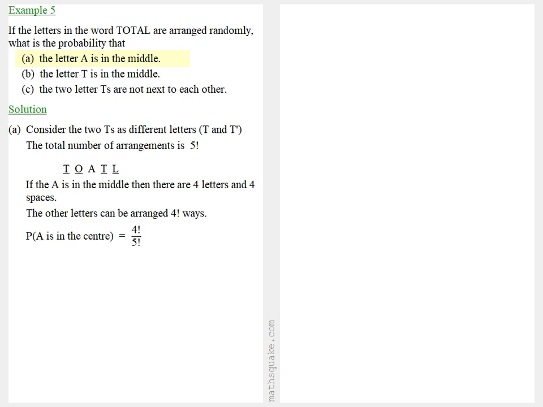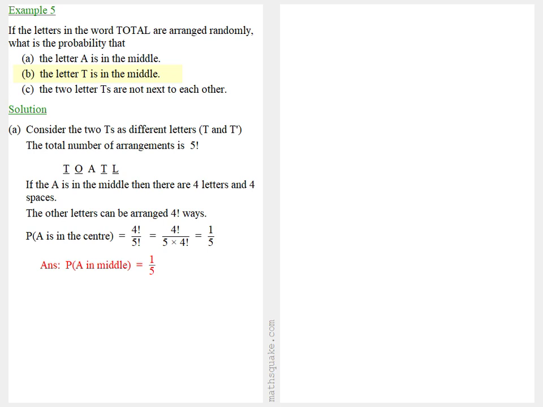So the probability that A is in the centre is 4 factorial over 5 factorial, which is 4 factorial over 5 times 4 factorial, which is 1/5. So the probability A is in the middle is 1/5.